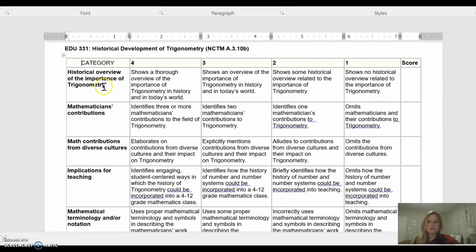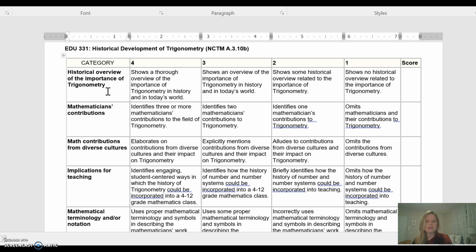So you're going to give a historical overview of the importance of trigonometry, for instance. So you provide a thorough overview of the importance of trigonometry in history and in today's world. You identify within there 3 or more mathematicians who've made contributions. And you elaborate on the contributions from diverse cultures and their impact. When I say diverse cultures, that means more than just Europe. So look at least 2 continents. And then some implications for teaching.